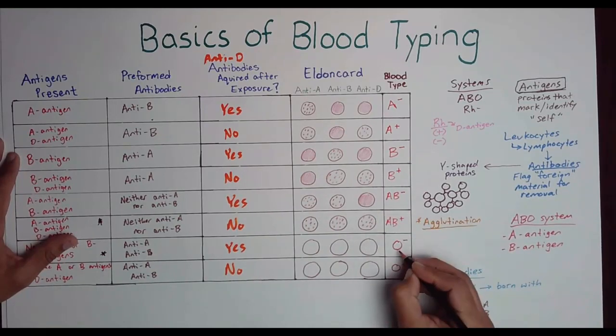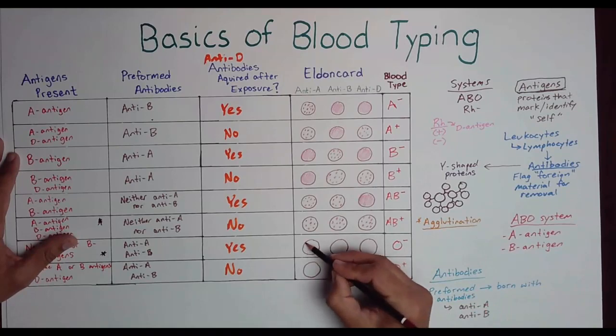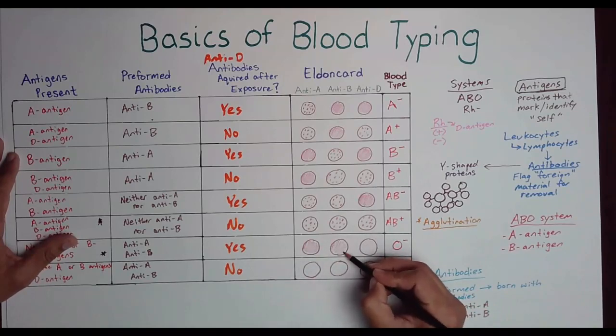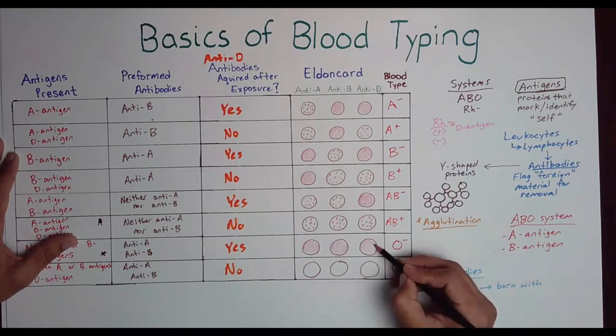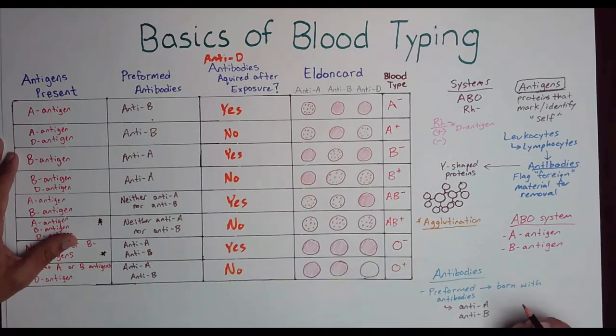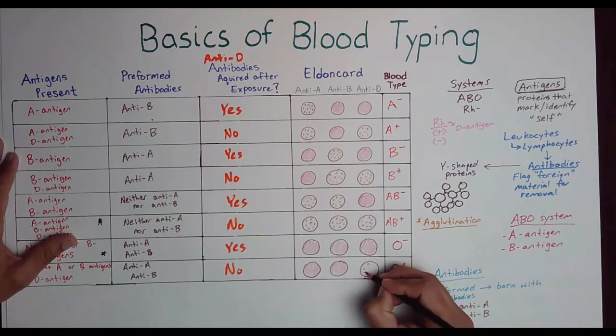This patient is an O negative, so none of these are going to agglutinate. They don't have the antigen, so it cannot agglutinate. This person is O negative, so it does not agglutinate on A. They don't have the antigen. It does not agglutinate on B. It does not have the antigen. However, it does agglutinate on the plus.